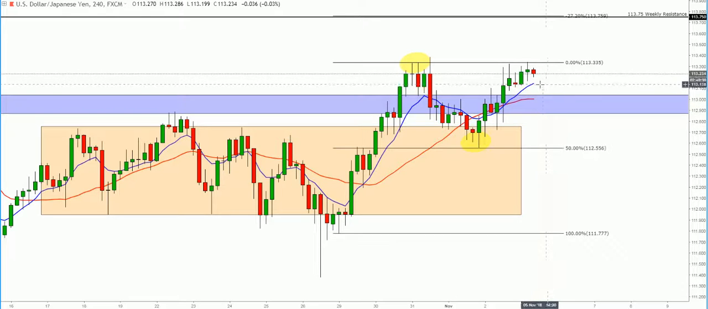Whether we find support on this moving average or whether we're able to push through slightly further to the 113 level is yet to be seen. However, I would like to see a break above 113.30 to confirm that we are going higher. Otherwise, we do have what is essentially a double top formation here.